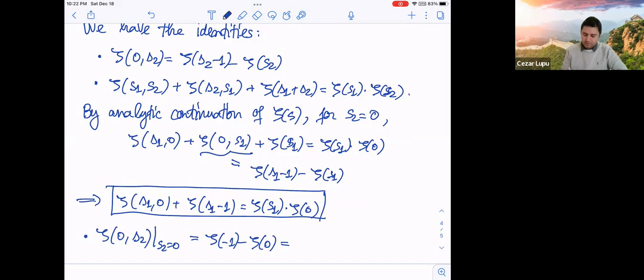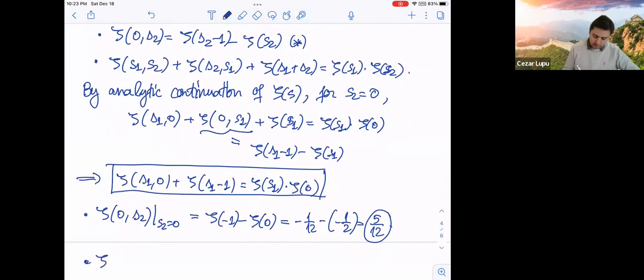Zero, yes, from the first relation here, from this one here, let's say from star. And of course, this will be zeta of -1 by analytic continuation, which is -1/12 minus -1/2. So this will give us 5/12.